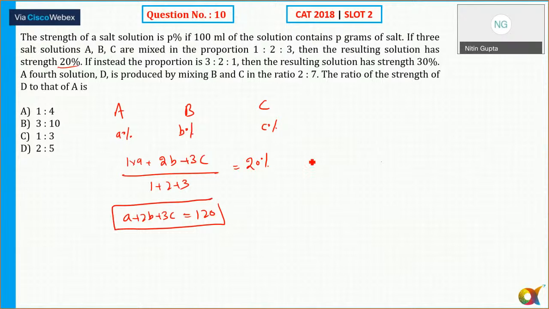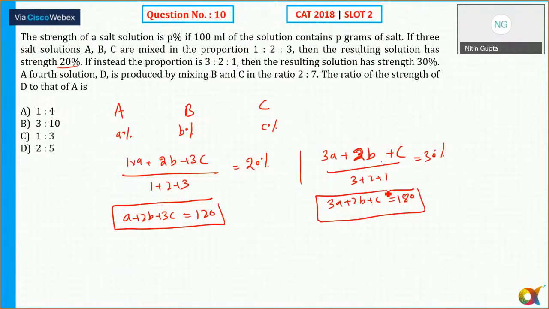If instead the proportion is 3:2:1, if I'm mixing them in 3:2:1 instead of 1:2:3, that is 3 parts of A, plus 2 parts of B and 1 part of C, upon 3 plus 2 plus 1. Okay, it has a strength of 30%. So I can say 3A plus 2B plus C, that is 30 into 6, that is equal to 180.